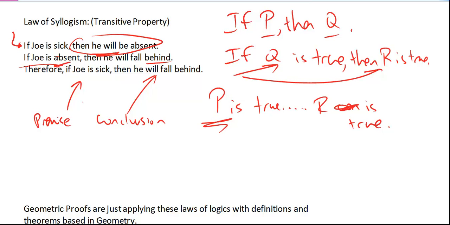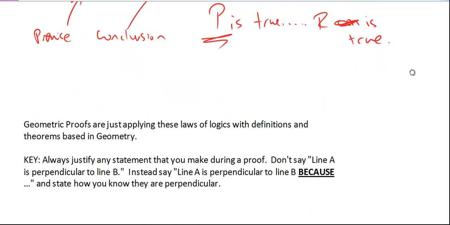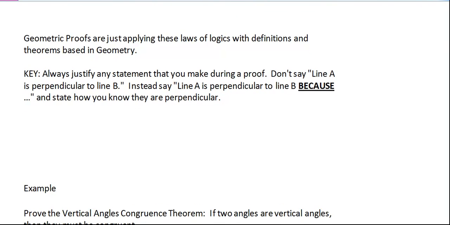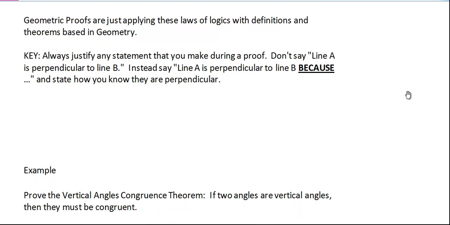What we have to realize when we're doing a geometric proof is that this is all we're doing. We're just taking one statement, which we know to be true, drawing some conclusion about what that must mean, and then making a new statement. The only difference is it's not going to be about Joe being sick or about my cable being out or whatever else. They're going to be statements about geometric figures.